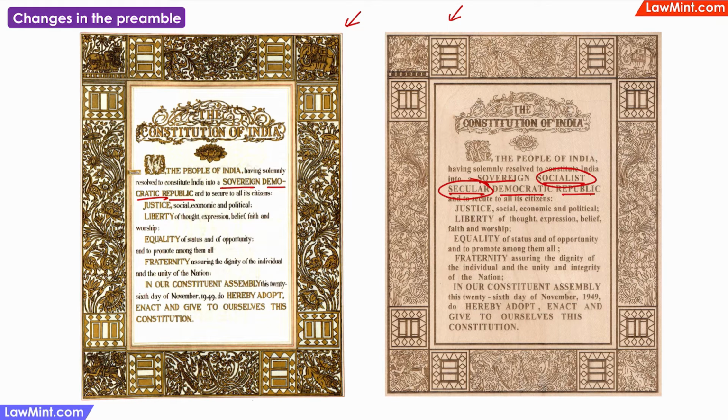The original version talks about assuring the unity of the nation, and the current version talks about assuring the unity and integrity of the nation. So this word, integrity, was added here later. So these changes do not take away or negatively affect any of the previous basic principles of the Constitution. They only add to the basic structure and strengthen them. So these changes are valid.